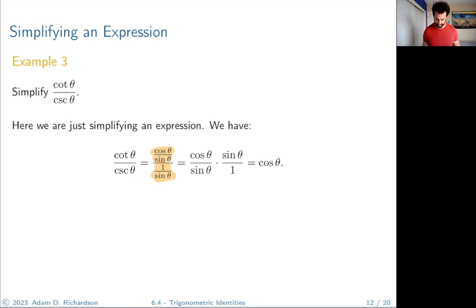And what you'll get is a very nice cancellation right here. And so your final result is cosine theta. There you go. So cotangent theta over cosecant theta is actually just equal to cosine theta.